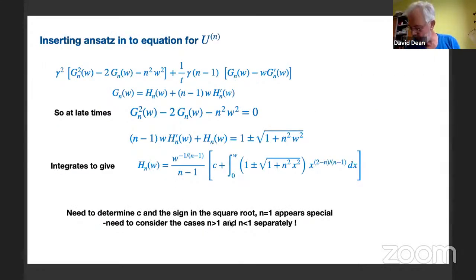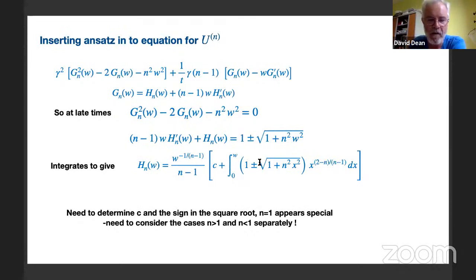Okay, so now things get a bit technical, but the interesting thing is if you insert this ansatz into the equation for u_n, basically what you find is that this function g_n is simply related to h_n by a first order differential equation. You can go ahead and solve all this, and not going through the details, what you find is this h_n of w is given by this form here. So it's just solving a quadratic equation and integrating this first order differential equation with this quadratic term.